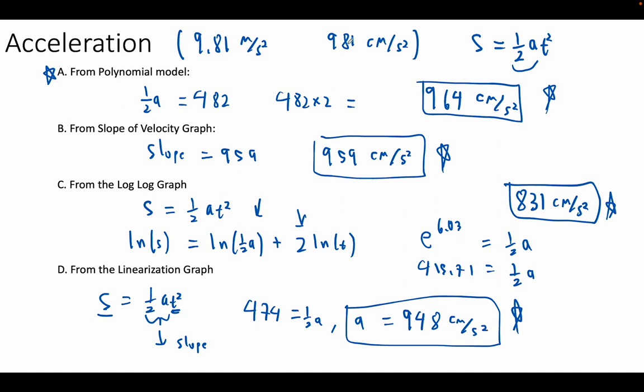However, none of these are what we think it should be, which is 981 centimeters per second squared, and that could be because of friction or something like that. That's what you want to write. Let's just do a little writing there. But anyway, that's how to answer that question.